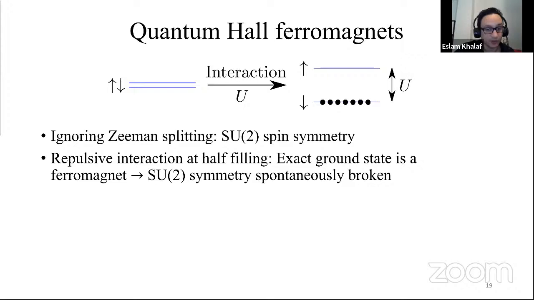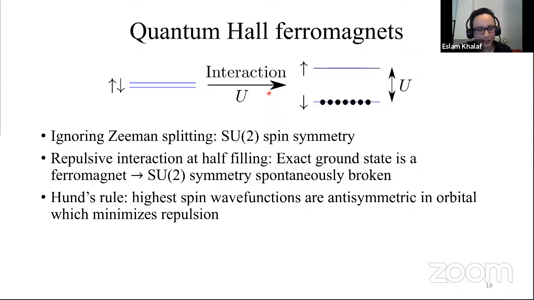There's a relatively simple way to understand the emergence of these quantum Hall ferromagnets, which relies on Hund's rule. If you remember Hund's rule from chemistry, it tells us that if we are trying to fill some orbitals with some spins, we should choose the spin configuration that has the highest total spin. Because if the wave function is symmetric in spin, it will have to be anti-symmetric in orbital, and this would minimize the repulsion.